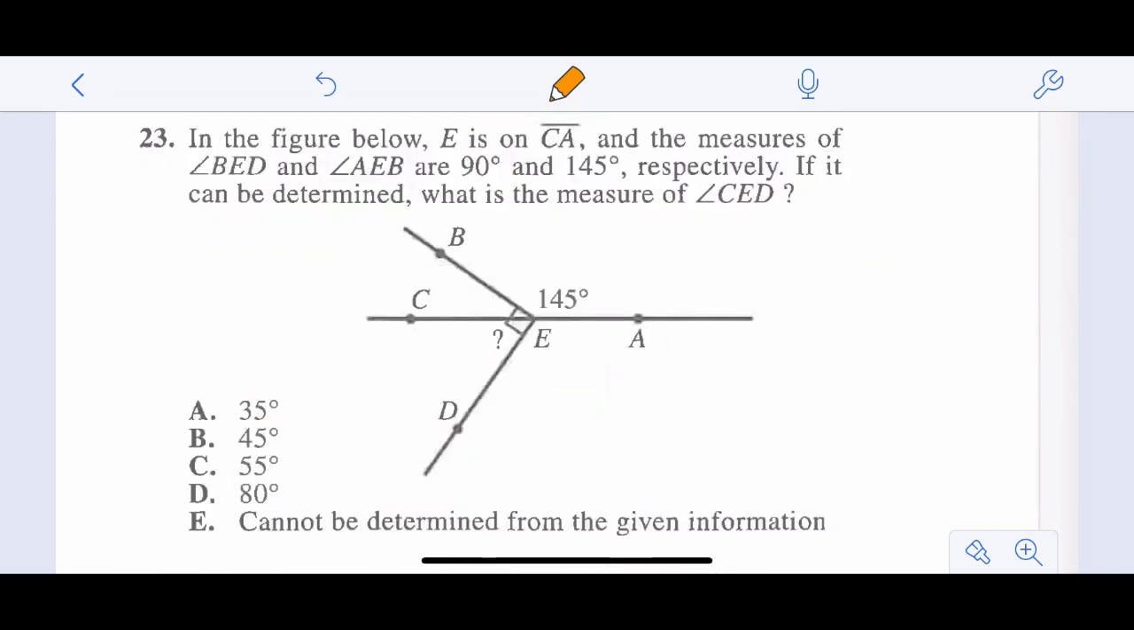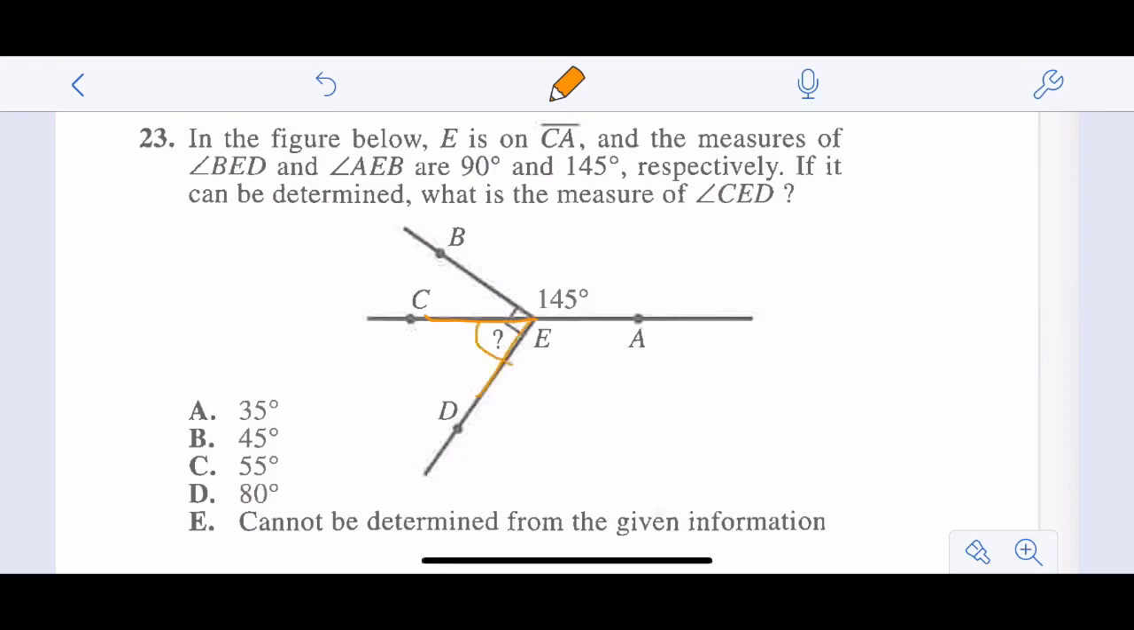The measures of BED and AEB are 90 and 145 respectively. So this is 90 and this is 145. What's the measure of CED? So we want to know this angle right here.